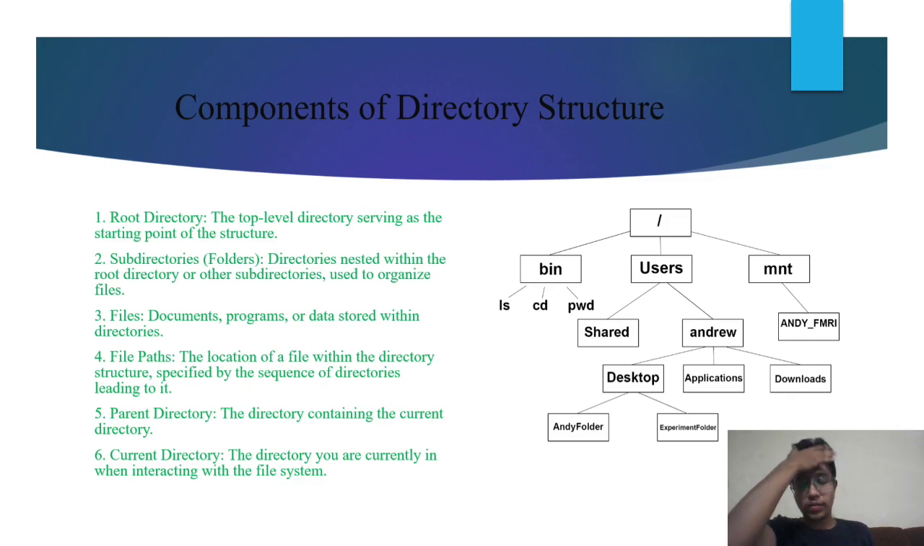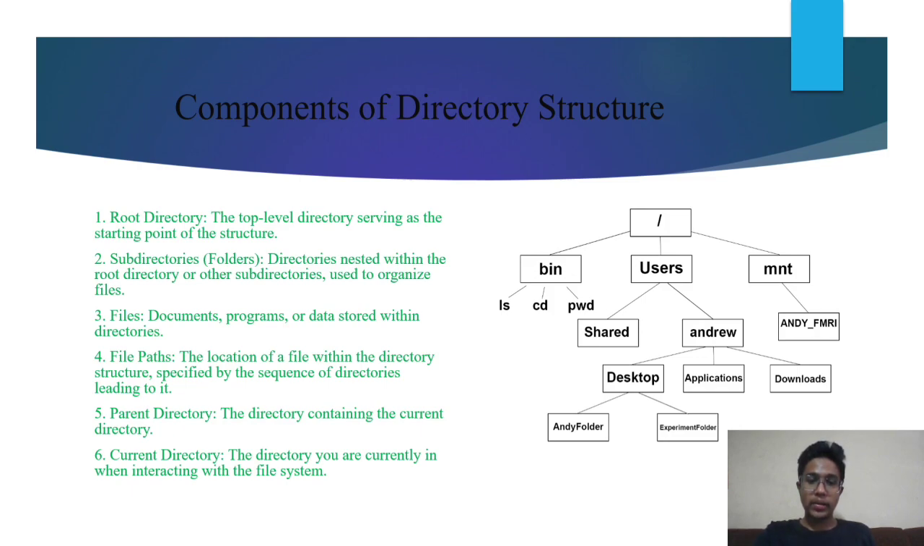Now the components of directory structure. There are six types of components of directory structures: root directory, subdirectories, files, file paths, parent directories, and current directories.